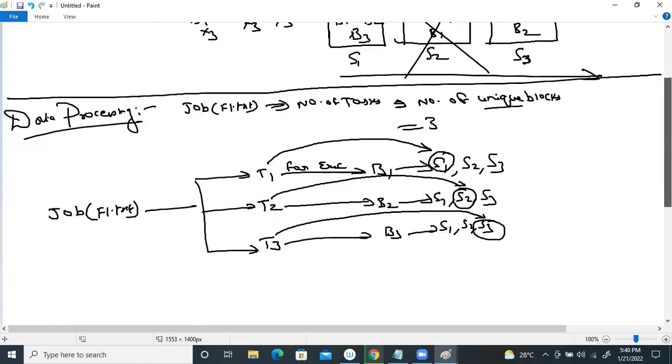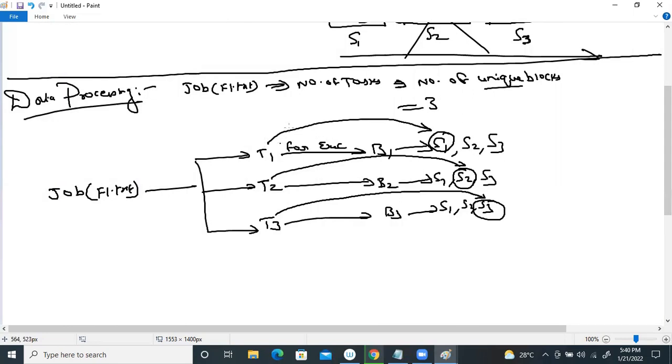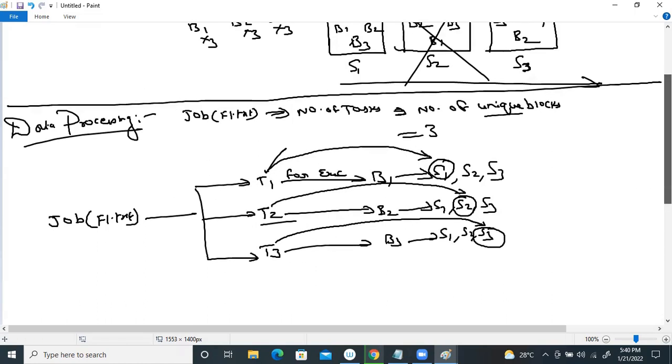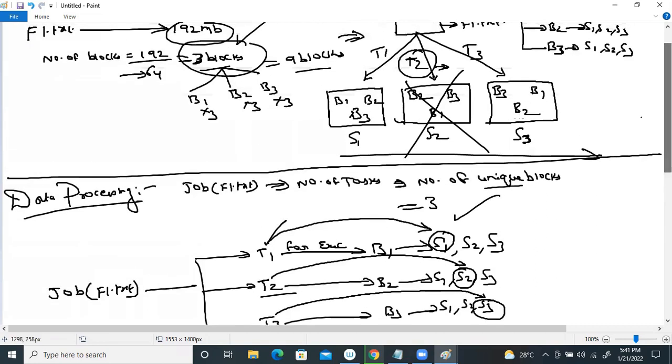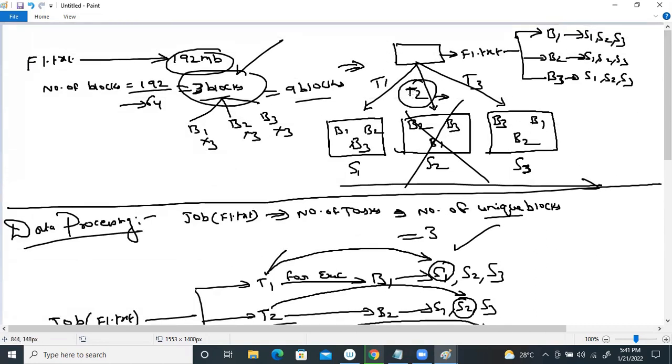And here, for the T1 task, slave 1, slave 2, slave 3 are all eligible to execute it. Then why is the preference given to slave 1 only? What criteria is followed in assigning tasks to the slaves? Why was T2 given to S2, and why not to S1 or S3? What criteria is followed in assigning the task during the first allotment, or when a slave fails and you want to reassign the task to other slaves?